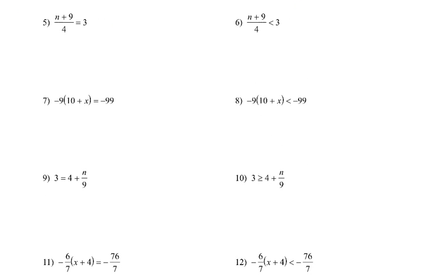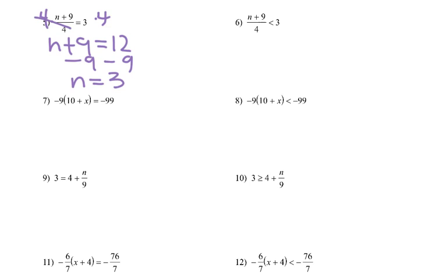Okay, so if I'm thinking about what's happening to the variable, first I'd add 9, then I'd divide by 4. So we go in reverse order and do the opposite. So I times by 4, giving me n plus 9 equals 12. Subtract by 9, and I get n equals 3.